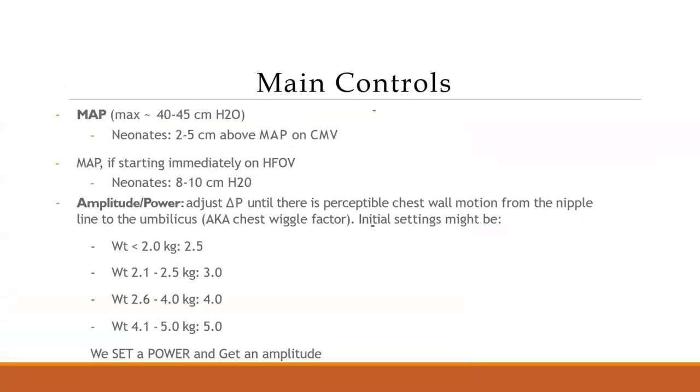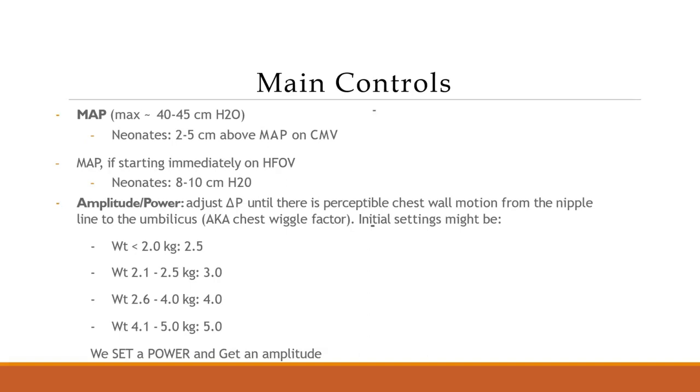So our main controls, and these are the things that we are actually going to be using. Just like with any vent setting, we need to break it down. Is it for ventilation or is it for oxygenation? How are we using it, right? So mean airway pressure is for oxygenation. Think of it as PEEP in that way only, that's going to be your oxygenation, right?